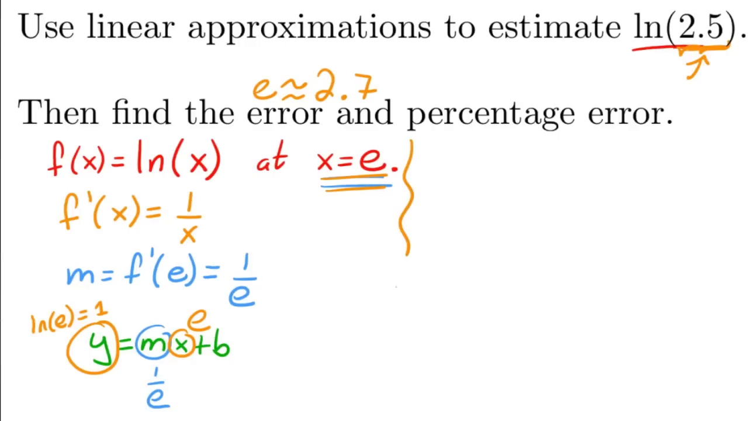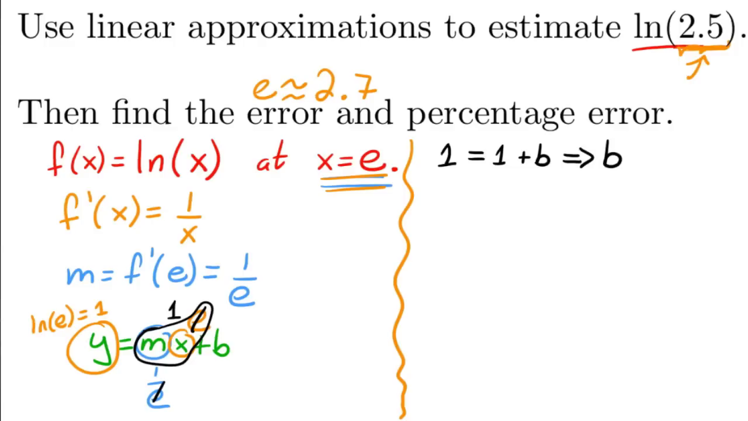Okay, well, great. This is actually much simpler than it looked in the beginning, because notice here you have 1 over e times e. That's simply 1 for this whole thing right here. And the left side is 1. So what you have is 1 is equal to 1 plus b. Well, what does that give you for your y-intercept? Your y-intercept is simply 0. Whoa. So your tangent line, super simple.